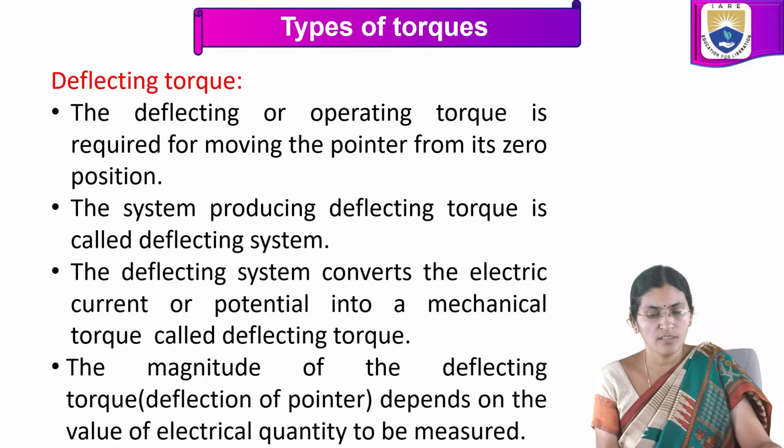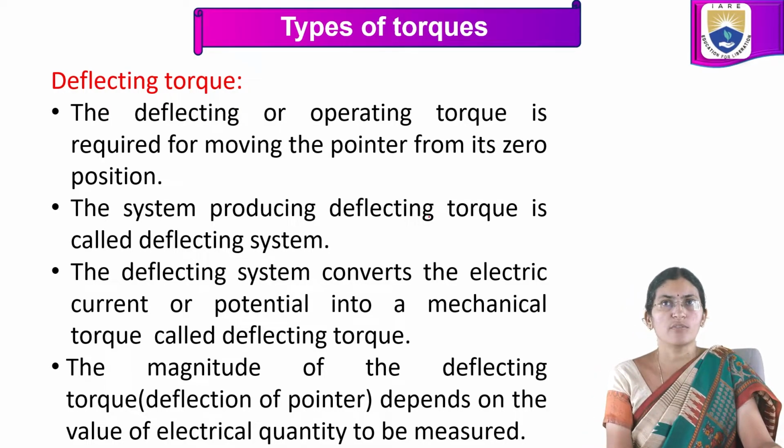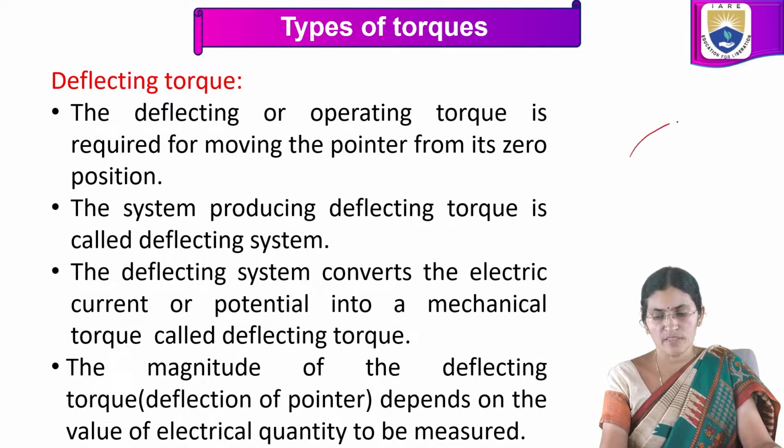Deflecting torque is also called operating torque. It is required for moving the pointer from its zero position. We know that indicating instruments give the value or magnitude of the electrical quantity which needs to be measured. That is indicated by means of the pointer and scale arrangement. The system producing this deflecting torque is called the deflecting system.